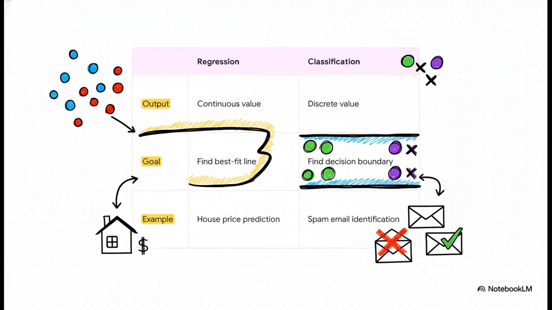And this breaks it down perfectly. On one side, you've got regression. That's for predicting a continuous number, like the price of a house. The whole goal there is to find the best possible line that fits the data. On the other side, you have classification. This is for predicting a category, like is this email spam or not spam? And its goal is to find a line that separates the different groups.